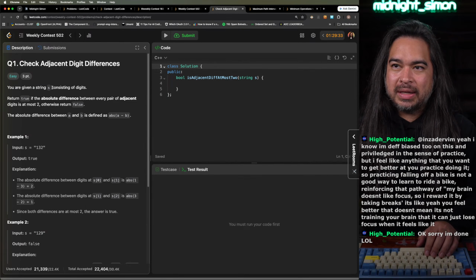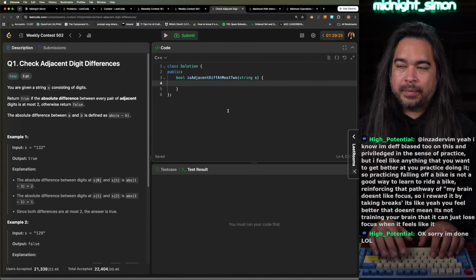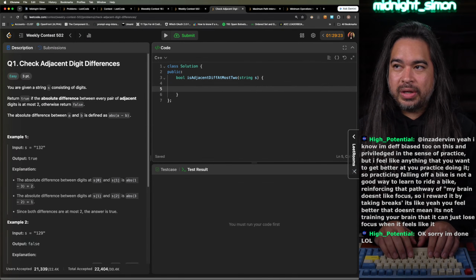You're given a string S consisting of digits. Return true if the absolute difference between every pair of adjacent digits is at most 2. Otherwise, return false. Oh, it's strings. Very nice.